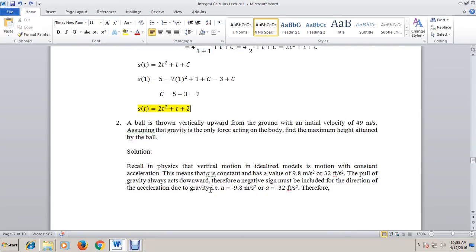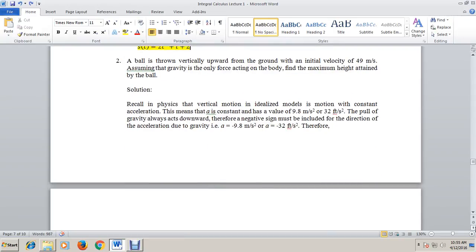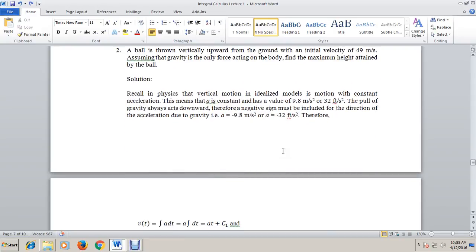Okay, so let's have another example. Example number 2. A ball is thrown vertically upward from the ground with an initial velocity of 49 meters per second. Assuming that gravity is the only force acting on the body, find the maximum height attained by the ball.